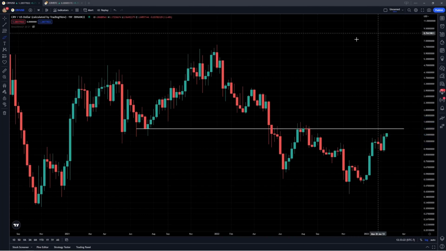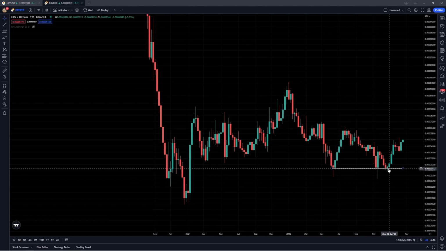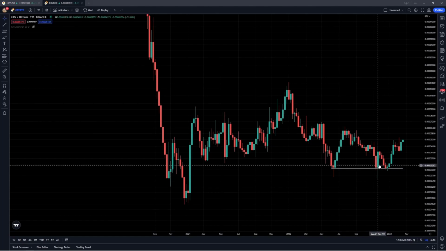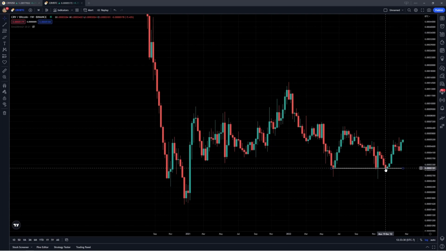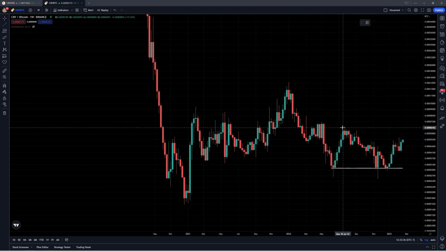So with the Curve Bitcoin ratio, this is also looking pretty similar. We do have a short-term double bottom on this weekly chart right off this valuation around 3,100 Satoshis. So fairly bullish to see that this actually has basically broken this downtrend as well.